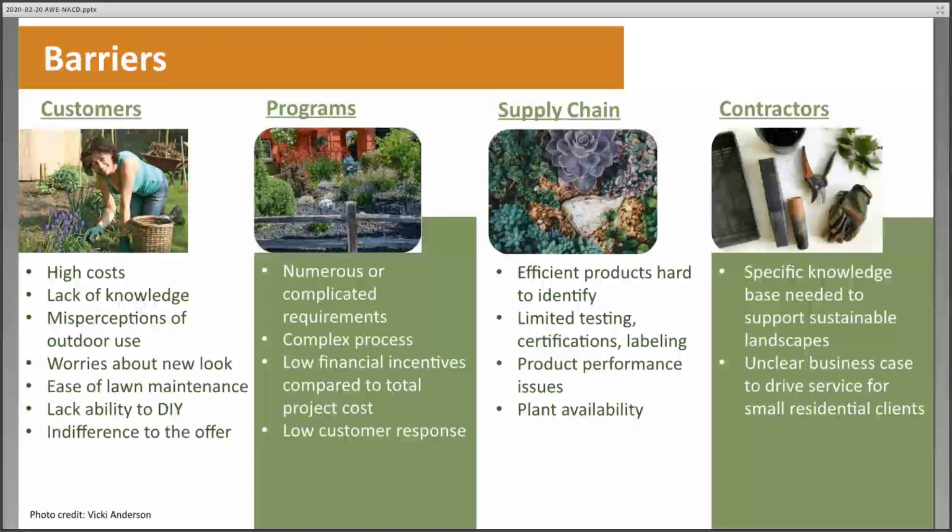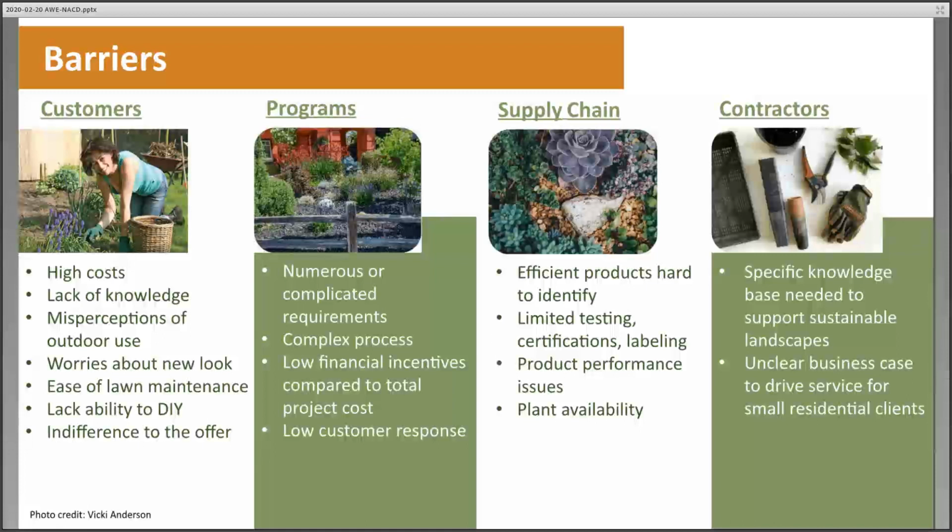But we wanted to see what some of the barriers are. For customers: high costs, lack of knowledge and misperception about outdoor water use, and concerns about how the new landscape might look. There can be a lot of pressure in neighborhoods about our landscapes and keeping them looking nice. So we're talking about a huge cultural shift here in many ways in terms of how our landscapes are set up and what people value as important, as attractive, as a status symbol when it comes to their landscape.